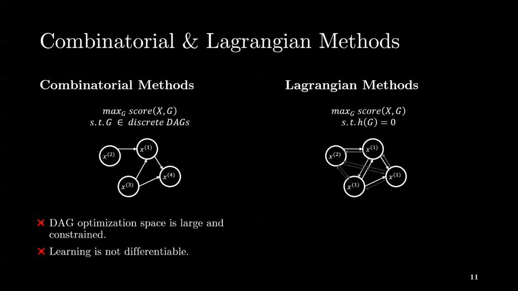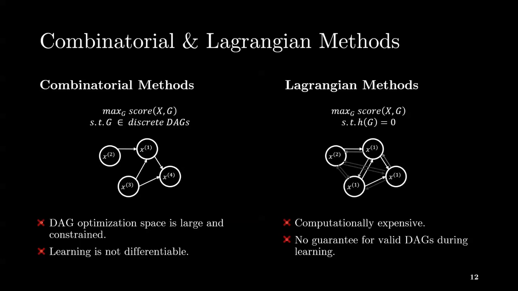A second set of methods perform continuous Lagrangian optimization. Their two main downsides are that they use costly optimization procedures and they do not guarantee valid solutions without non-differentiable processing steps since they relax the DAG constraints.